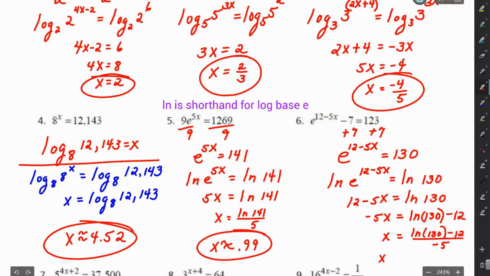When we put that in our calculator, we're going to get approximately 1.43. And really be careful when you put this in the calculator. Notice I put this parenthesis here. We need that there when we put that in the calculator, or you're going to get the wrong answer.